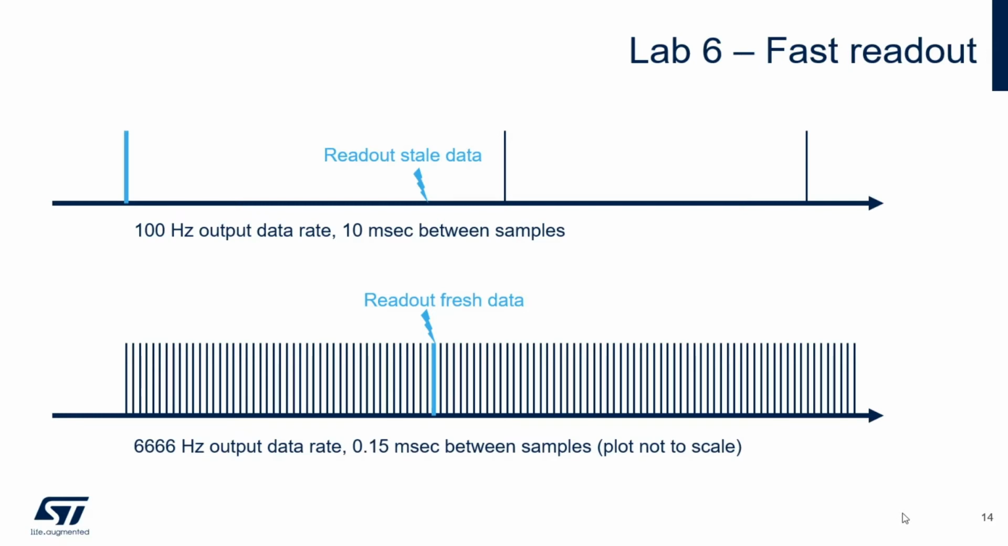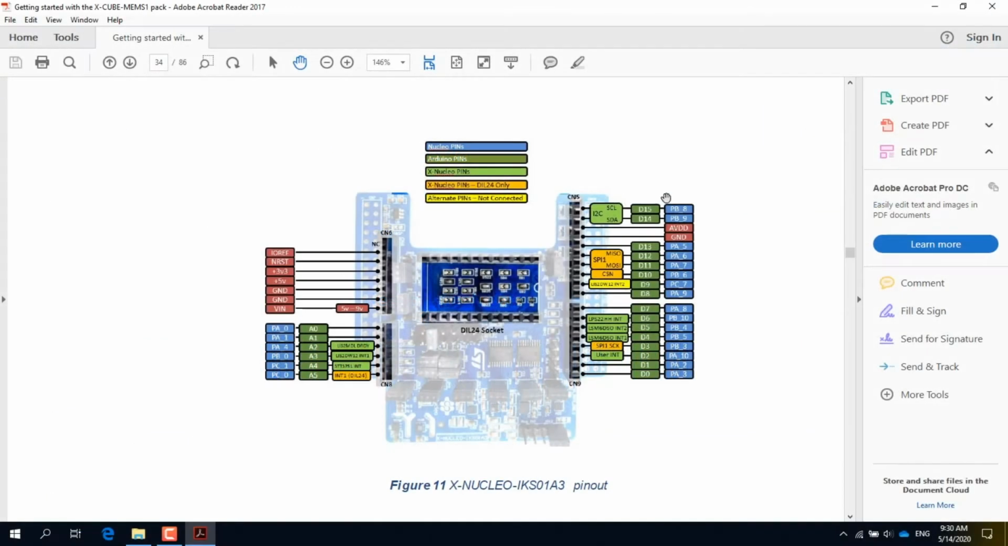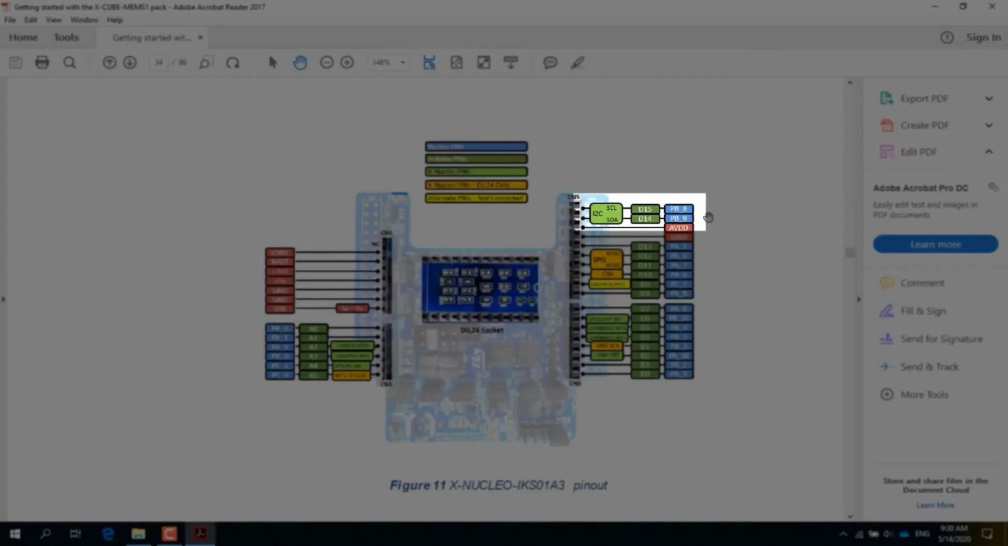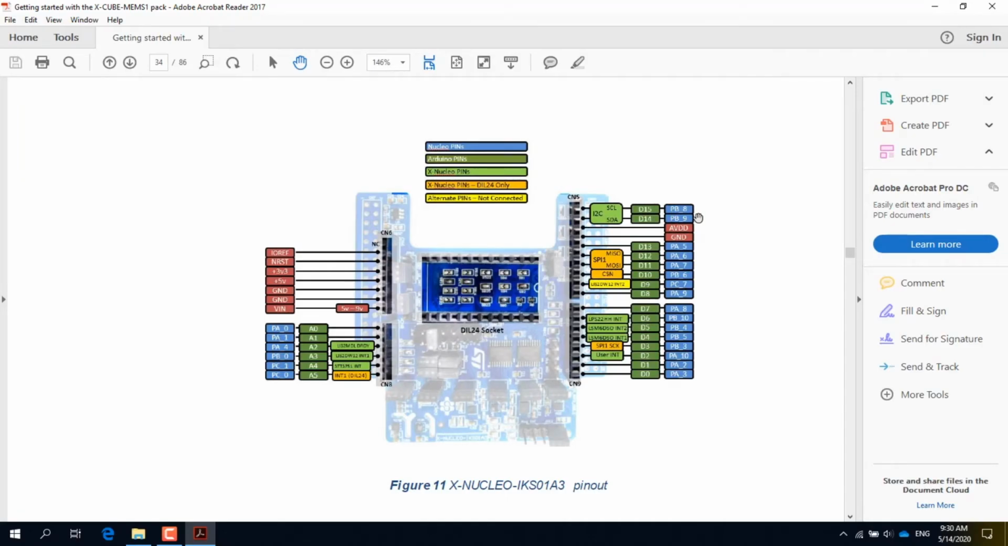6,666 samples per second. As in the previous lab, we will need to configure PB8 and PB9. PB8 and PB9 are the pins of the microcontroller that are connected to the I2C communication bus. This bus goes from the microcontroller to all sensors on the custom expansion board.